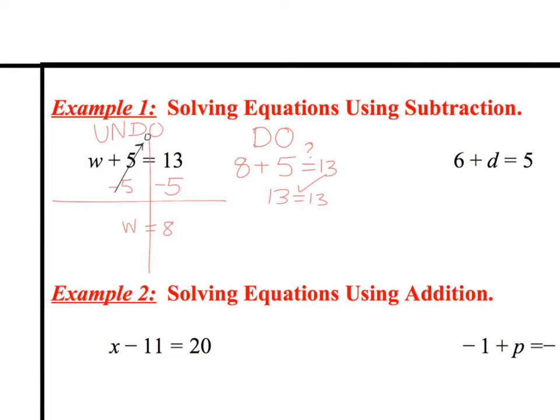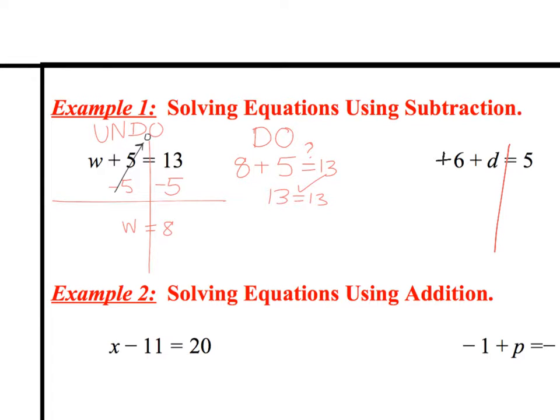6 plus D equals 5. What operation do you see? Plus, or addition. And how do we undo addition? Okay, now, here's why it's addition. It is not because it's plus D. I need everyone to look. Those in the back. It is not addition because you see plus D. The reason it's addition is because this 6 is positive. That's why it's addition. Okay, so we're doing addition, so we undo it with subtraction.